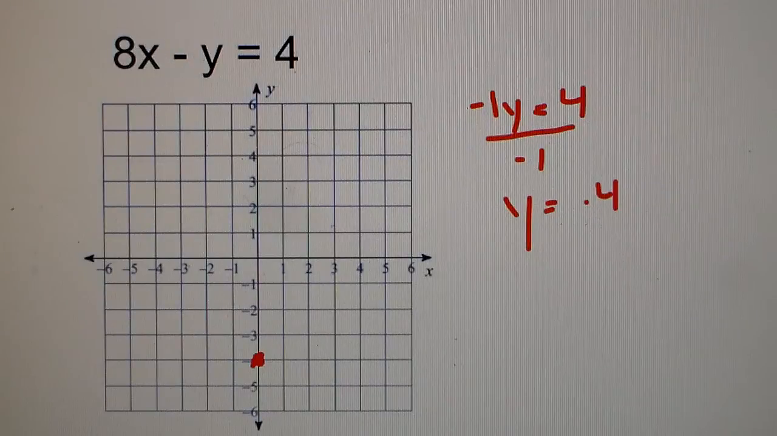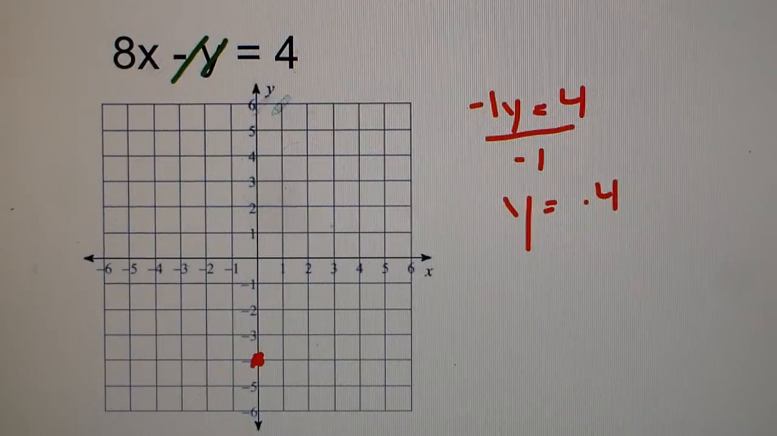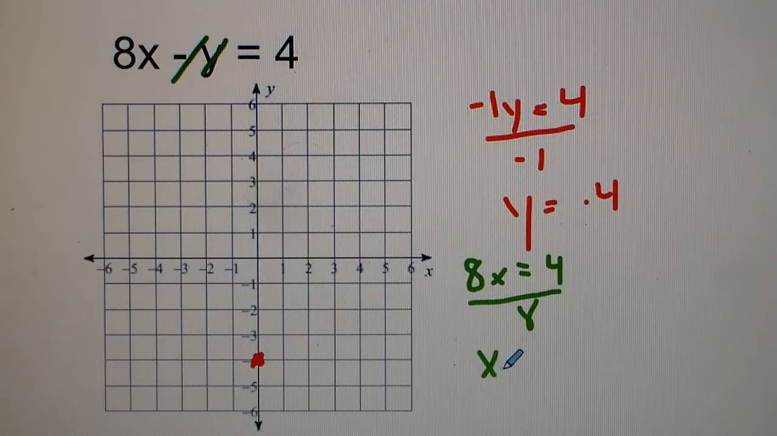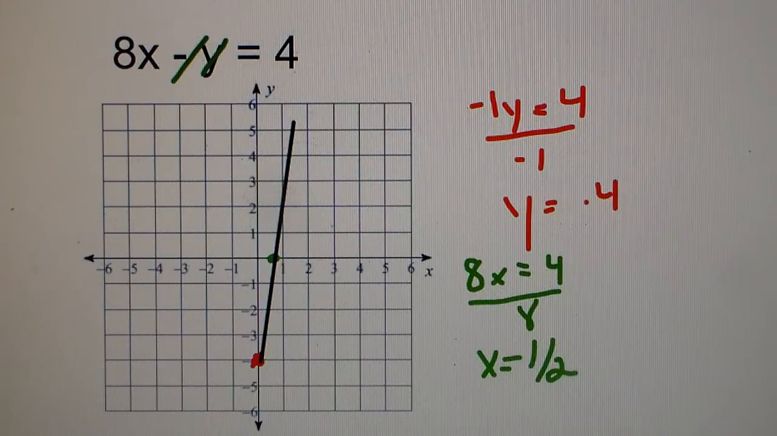After that, we eliminate the term with the y in it, we solve for x, so we have 8x equals 4. Divide by 8 on both sides, and we get x equals a half. We plot a point at a half, right there. We then connect them, and we have our line here, our standard form line.